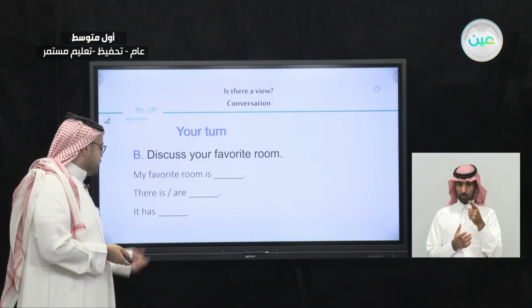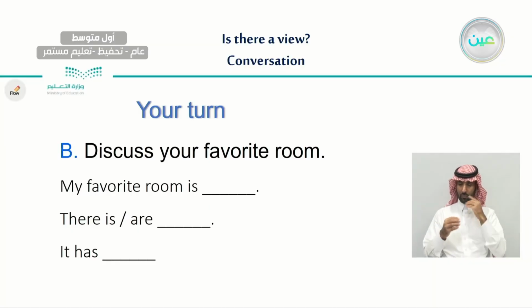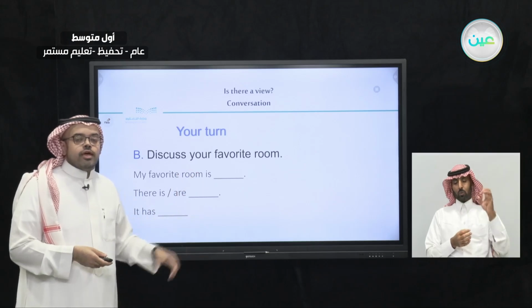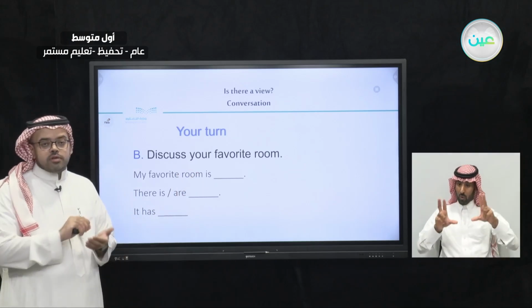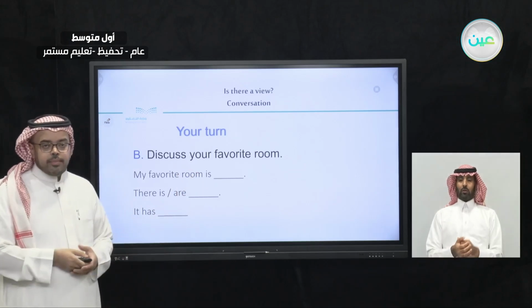You can say, for example, it has a computer, it has a bed, it has a lamp, it has a curtain, it has a TV. So just write what you like about your room.